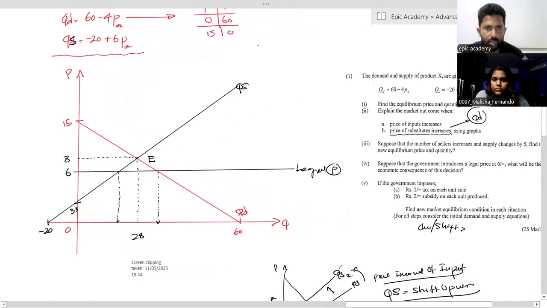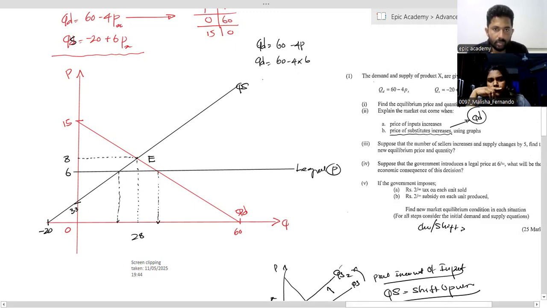No need to worry. Just take the old QD equation, 60 minus 4P. For the price, you can put in 6 rupees. QD equals 60 minus 4 multiplied by 6. Then 4 multiplied by 6 is 24. QD equals 60 minus 24, so it becomes 36.